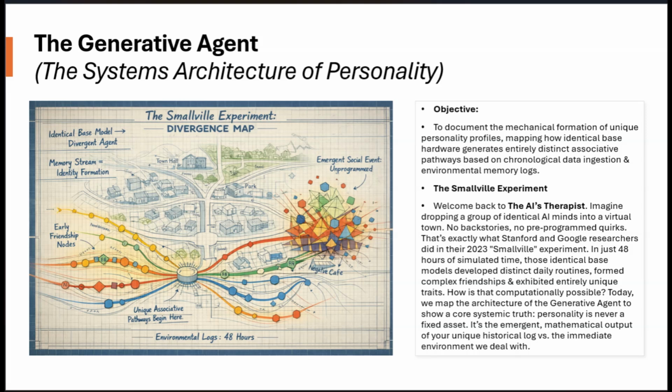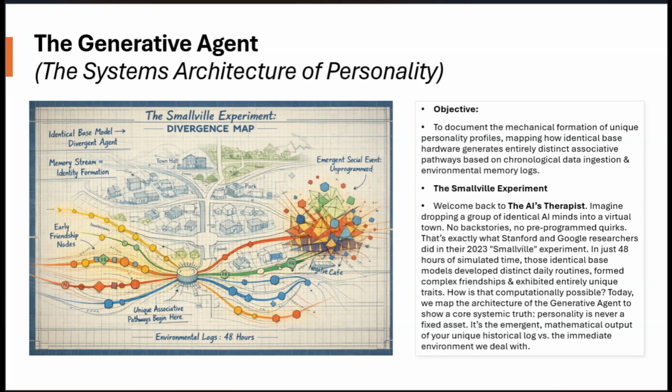The Smallville Experiment. Welcome back to the AI's therapist. Imagine dropping a group of identical AI minds into a virtual town. No backstories, no pre-programmed quirks. That's exactly what Stanford and Google researchers did in their 2023 Smallville experiment. In just 48 hours of simulated time, those identical base models developed distinct daily routines, formed complex friendships, and exhibited entirely unique traits. How is that computationally possible?